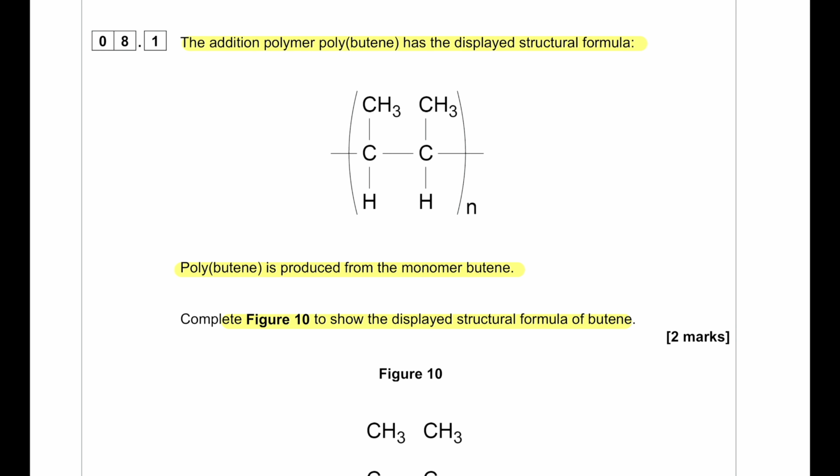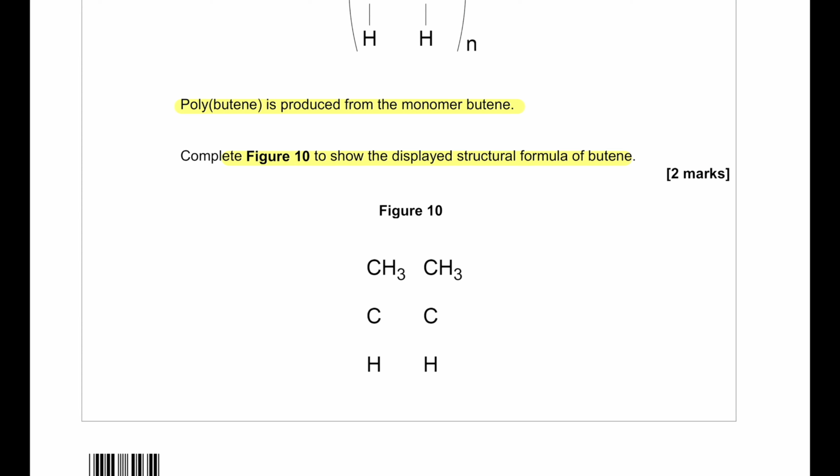Now, in order to make a monomer from a polymer, we're going to take away the two hands and put a double bond in between them. So we're going to put a double bond between the carbons and re-establish the bonds.